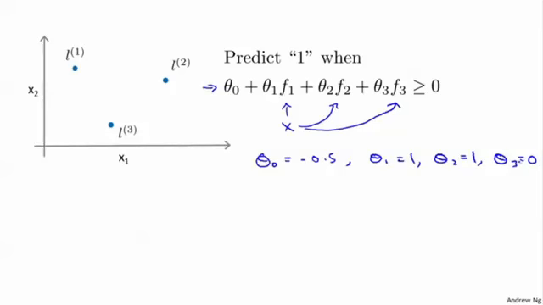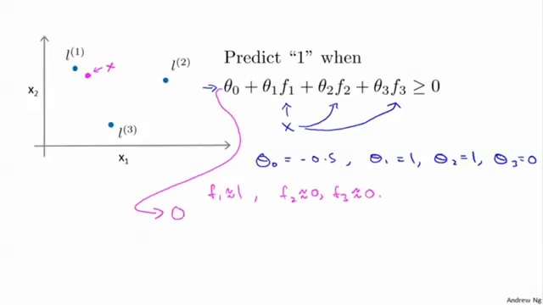What I want to do is consider what happens if we have a training example located at this magenta dot that I just drew over here. So let's say I have a training example X. What will my hypothesis predict? Well, because my training example X is close to L1, F1 is going to be close to 1. But because X is far from L2 and L3, F2 will be close to 0 and F3 will be close to 0.